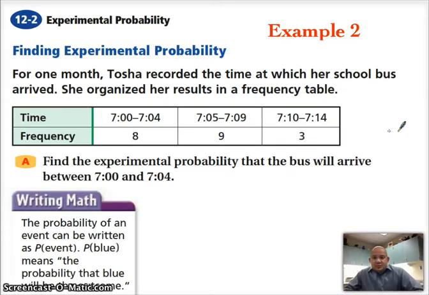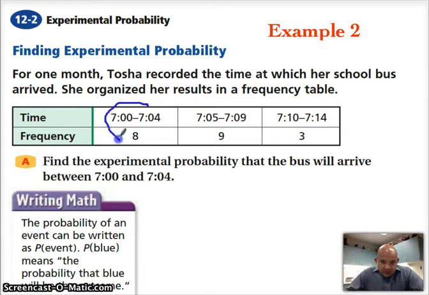Let's go to example 2, and this is where we determine experimental probability. It's always based upon something that's done. Here, for 1 month, Tasha recorded the time in which her school bus arrived. She organized the results in a frequency table. So here's the time breakdowns. Between 7 and 7:04, her bus arrived 8 times. Between the times of 7:05 and 7:09, her bus arrived 9 times. And between 7:10 and 7:14, her bus arrived 3 times. It says, find the experimental probability that the bus will arrive between 7 and 7:04.